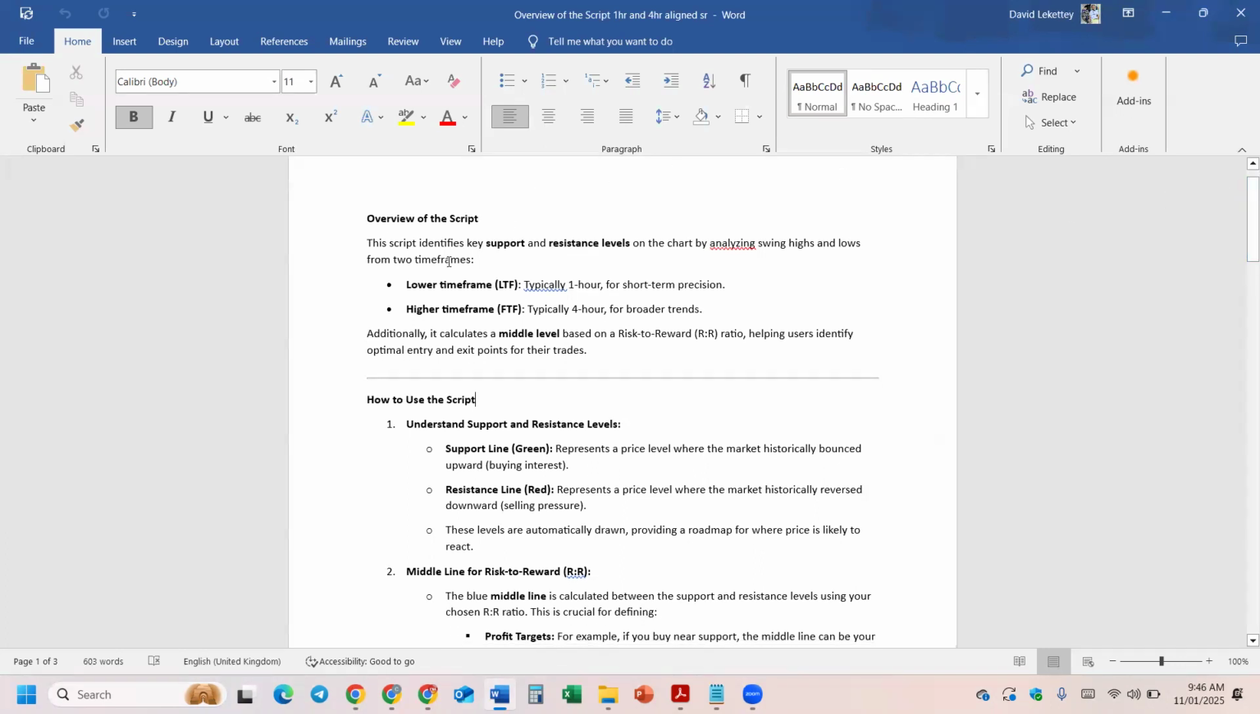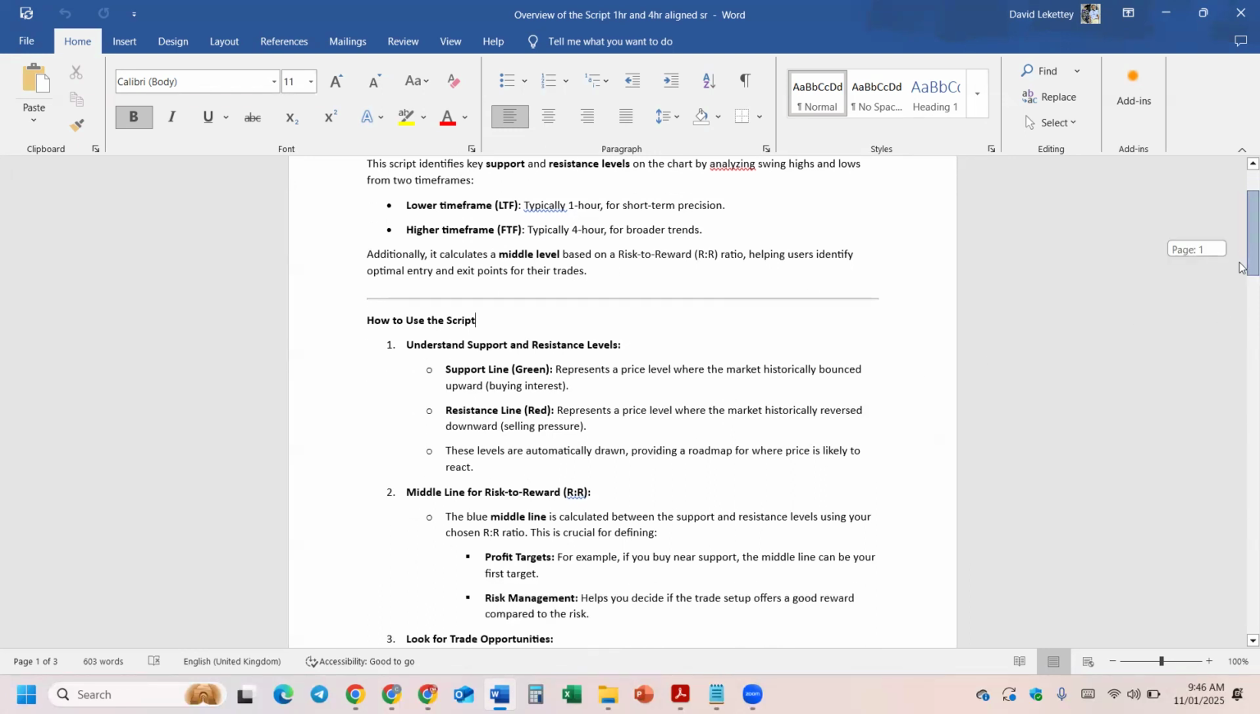This script identifies key support and resistance levels on the chart by analyzing swing highs and lows from two time frames, the lower time frame and the higher time frame, the 1 hour and the 4 hour, when they both align at the same support and resistance. Additionally, it calculates a middle level based on risk to reward ratio, helping users identify optimal entry and exit points for their trades.